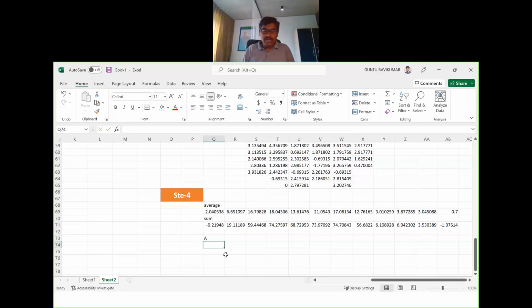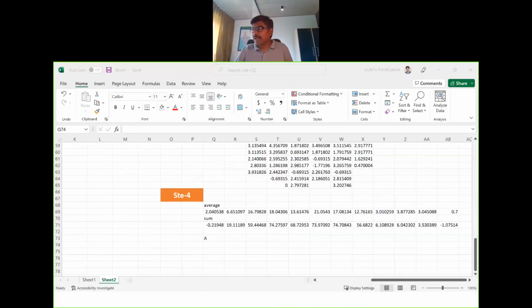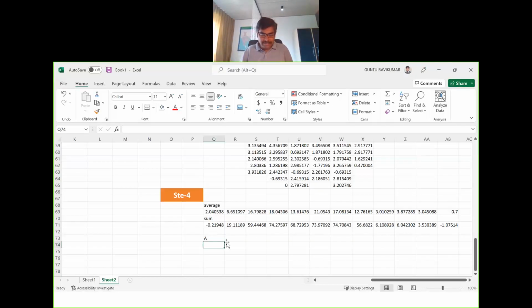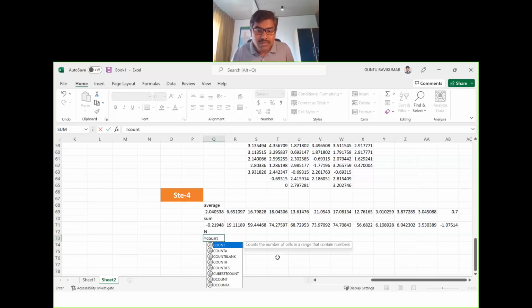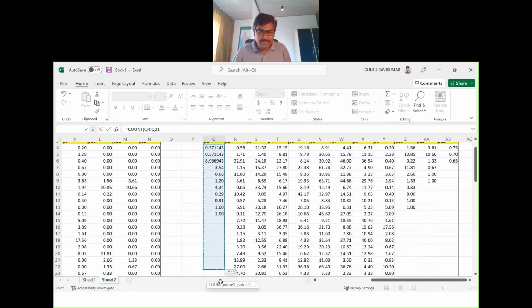So what is the equation of capital A? To derive capital A, we need to identify the number of non-zero precipitation observations. Here it is capital N, the non-zero precipitation observations, which is equal to COUNT, which counts the number of cells in a range that contain numbers. So, count of non-zero observations.